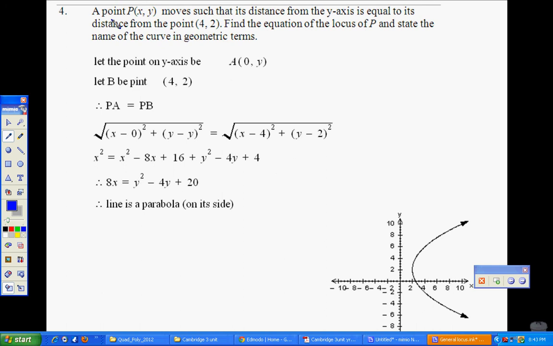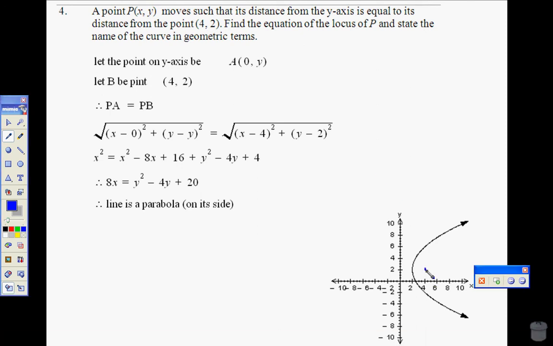This problem this time has a point P(x, y), so little p moves around, it's moving anywhere it can, but the rule it's got to follow is that its distance from the y-axis is equal to its distance from a particular point, 4, 2. So if that's the case, we have a look at our diagram here. 4, 2 is our point there.